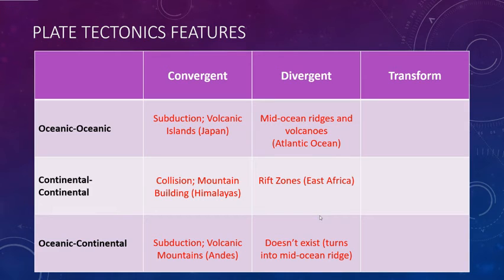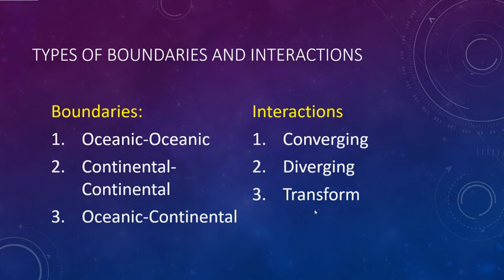And then transform plate boundaries, where the plates are sliding past each other, but not one moving under the other or colliding. We see the same feature in all these places: a bunch of earthquakes. So if you have two oceanic plates moving past each other, two continental plates sliding past each other, or oceanic sliding past continental, in all cases we see earthquakes, not really any volcanoes, not really any mountain building.